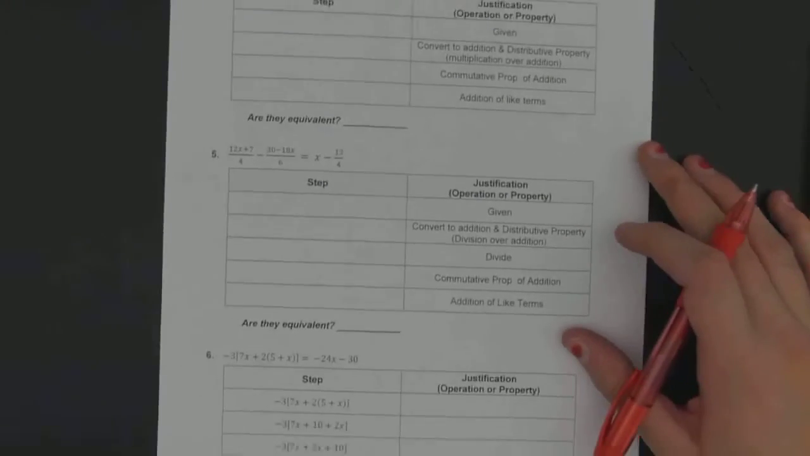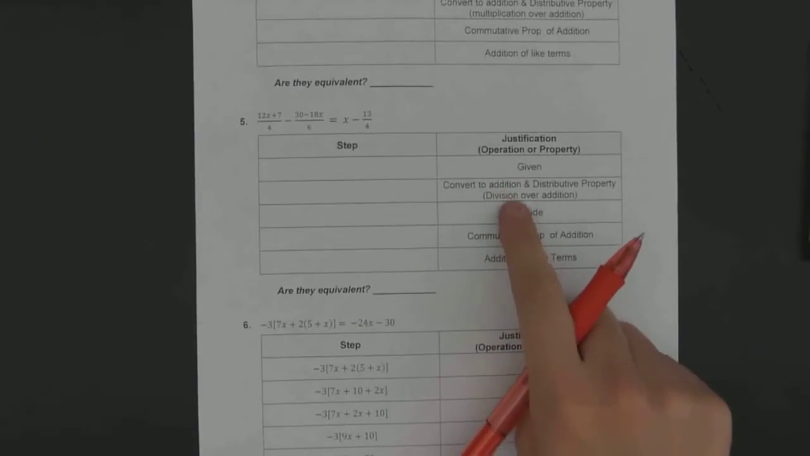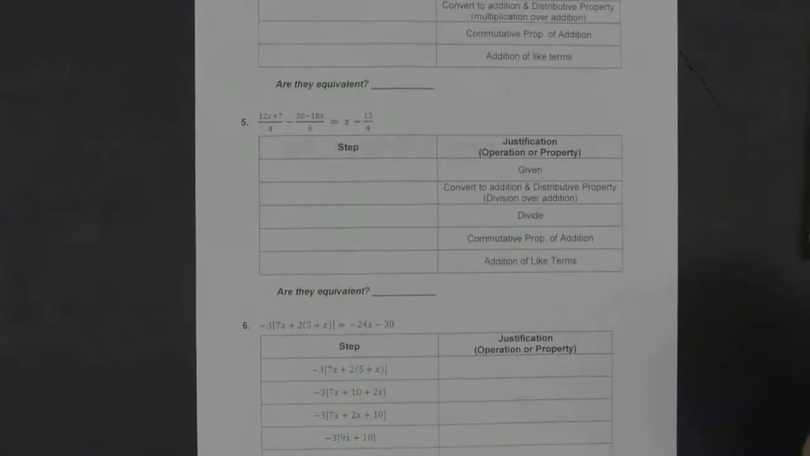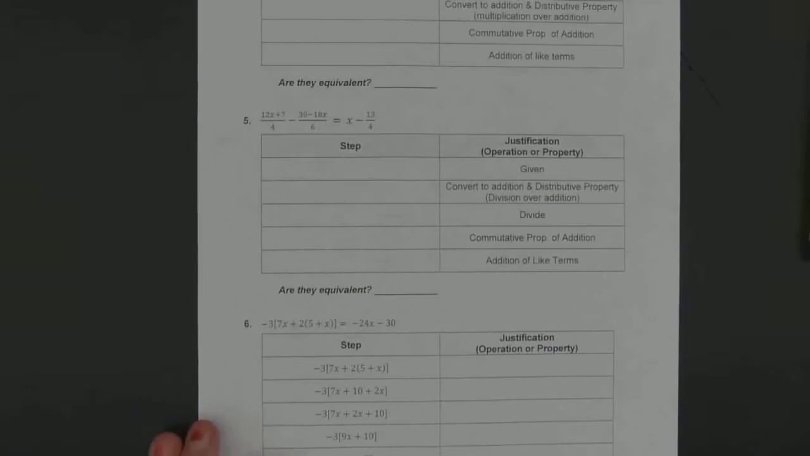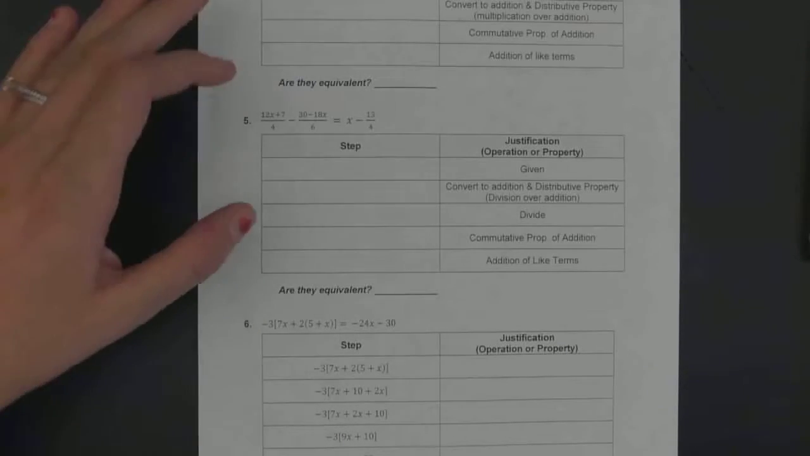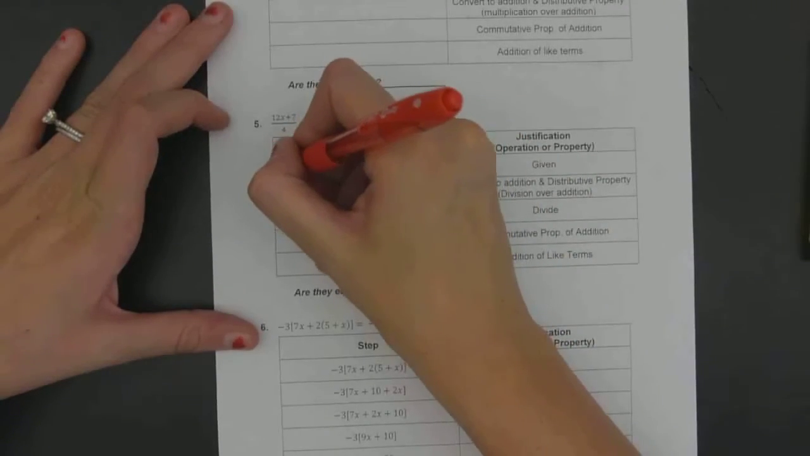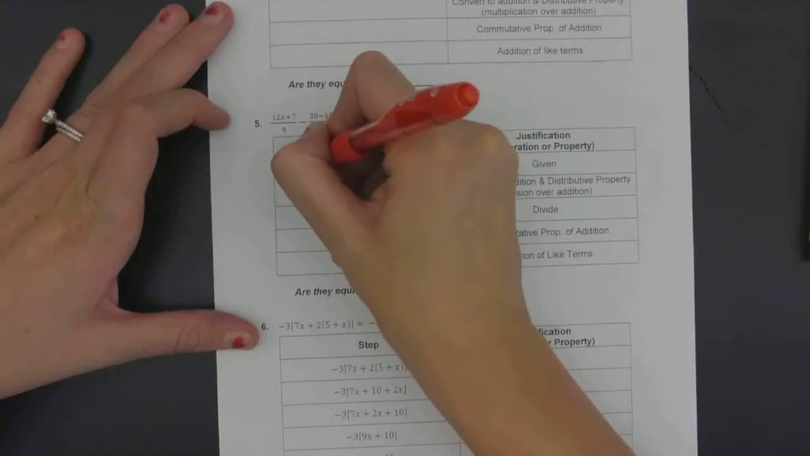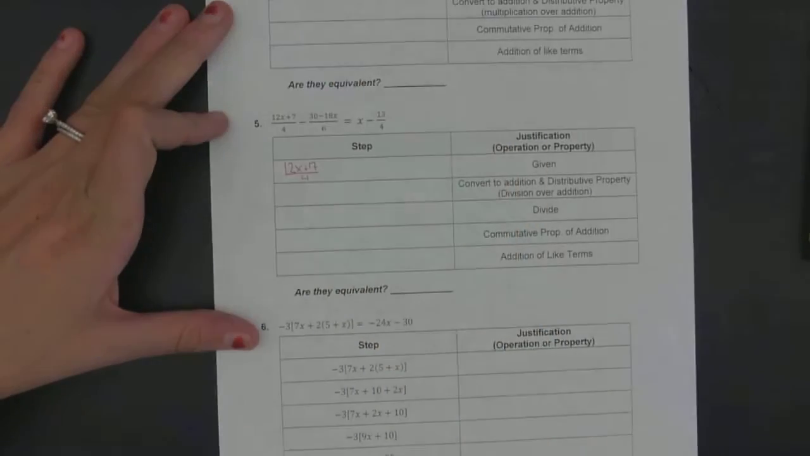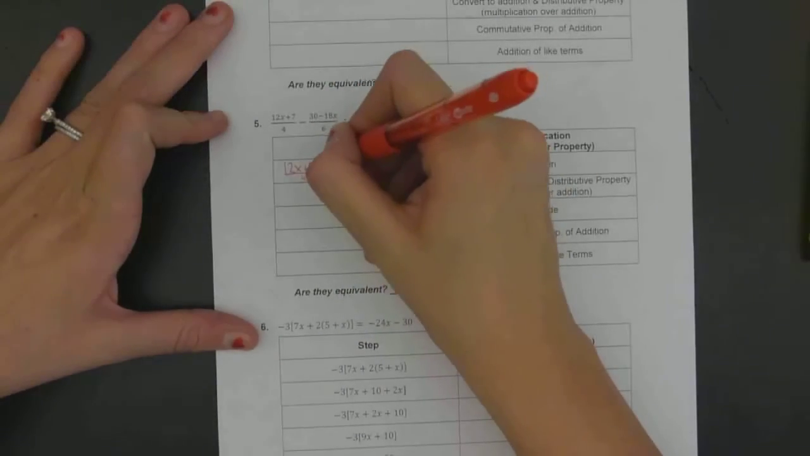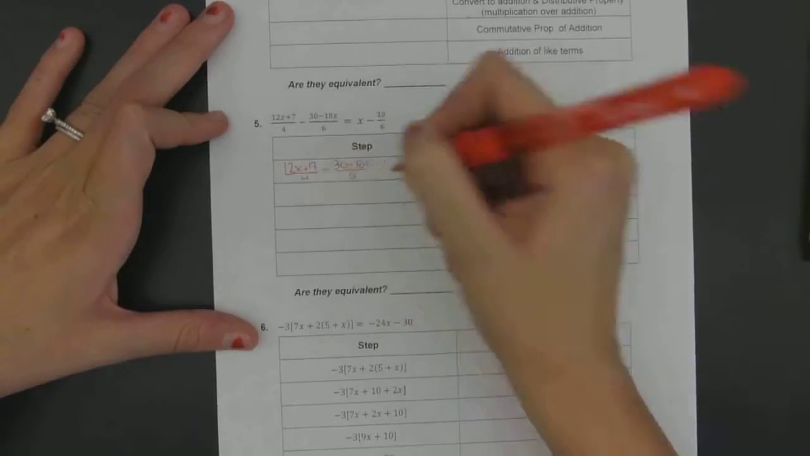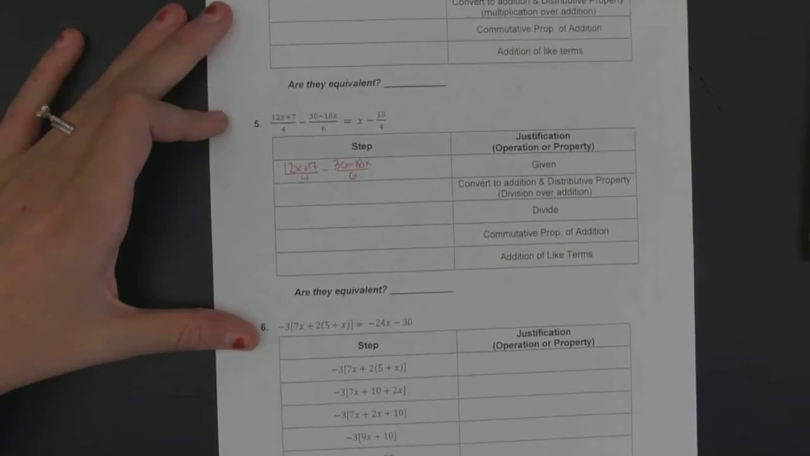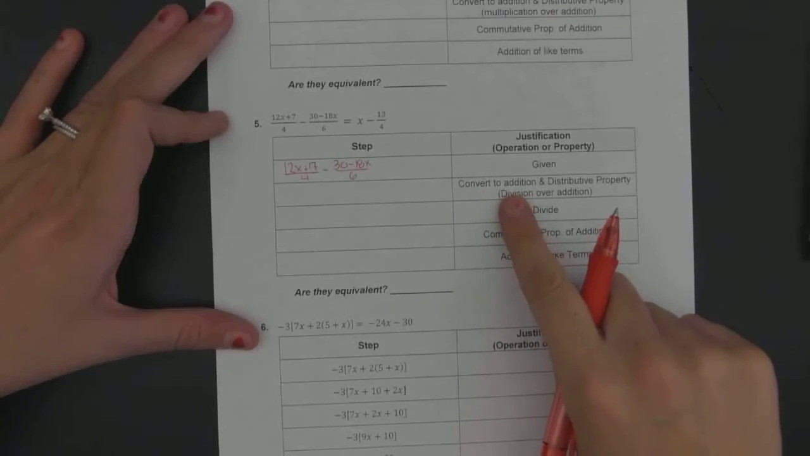All right, if I flip it over, back here I have a different type of problem. It gives me what I'm supposed to do, and I have to simplify it. So the first one tells me that it's given. If it's given, I know it's supposed to match my original exactly. So I would write (12x + 7)/4 - (30 - 18x)/6. That matches it exactly. Now it says convert to addition.